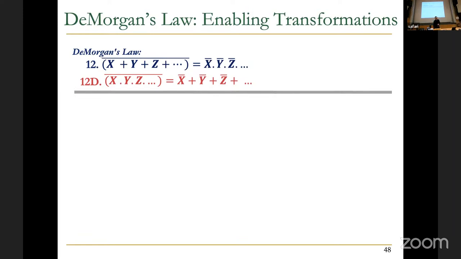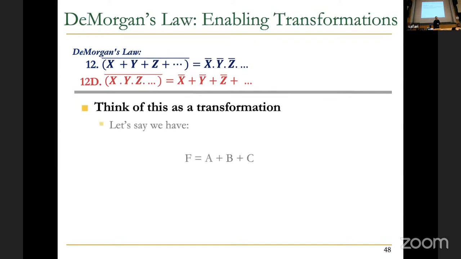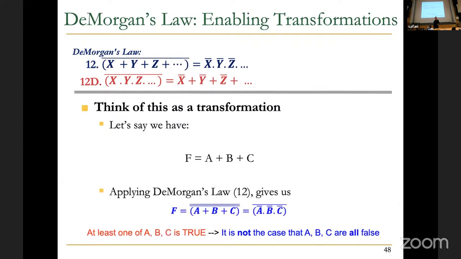De Morgan's law is another example of transformation. My favorite example of this is shown over here. Let's take a look at one example. F is true if A or B or C is true. The way I think of De Morgan's law is logically. Logically, this equation says at least one of A, B, C is true.